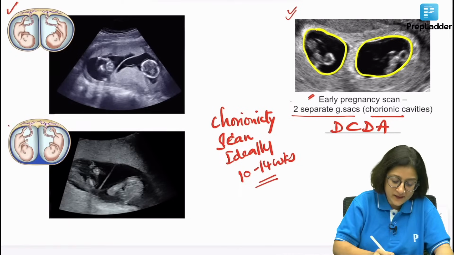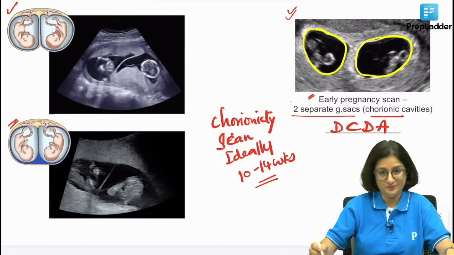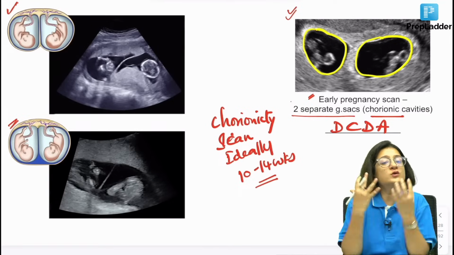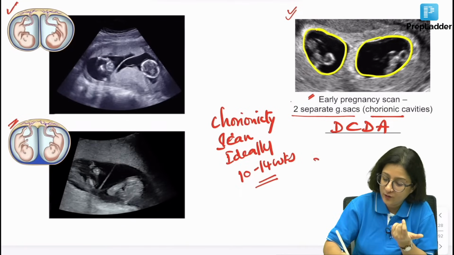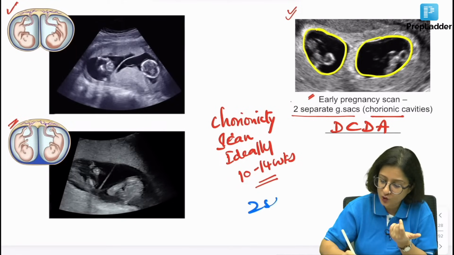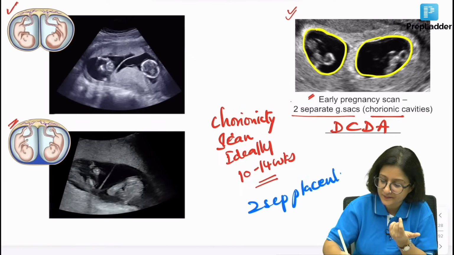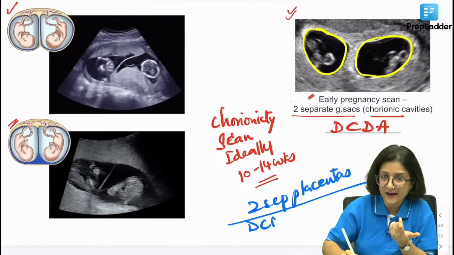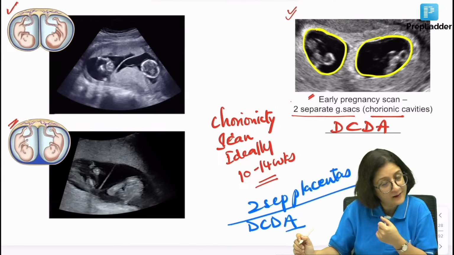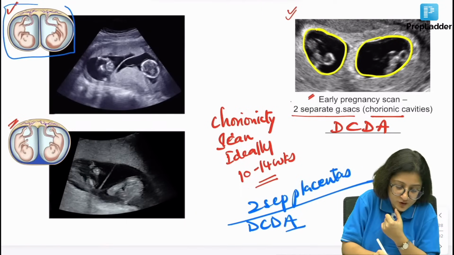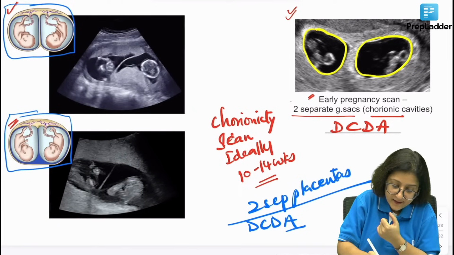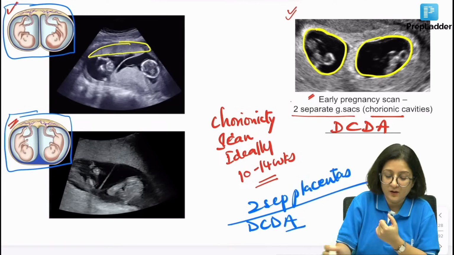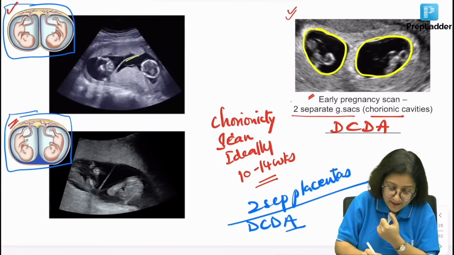Now, what can happen is, if there are two separate placentas on scan, it is obviously dichorionic diamniotic, right? If there are two separate placentas, it's definitely dichorionic diamniotic. But if there is a single fused placenta, then what do we see here? See, this is the placenta, okay? In this image, there is an intertwin membrane.